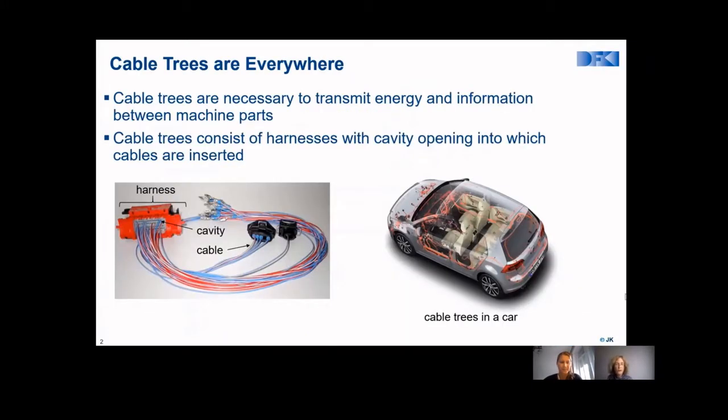Cable trees are used everywhere in products. They are necessary to transmit energy and information between machine parts. You see here on the slide the picture of a car, where the cable trees are shown that connect various devices in the car. Each cable tree consists of so-called harnesses or housings that are equipped with several cavity openings into which the cables have to be inserted. By wiring the harnesses with these cables, the cable tree emerges.